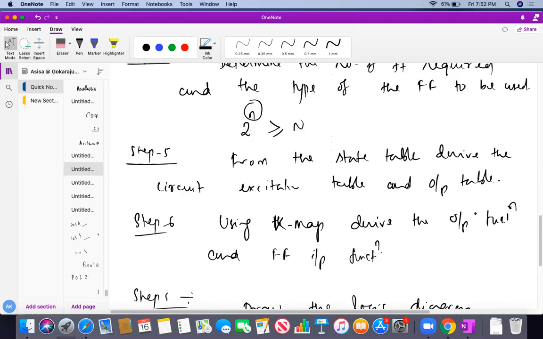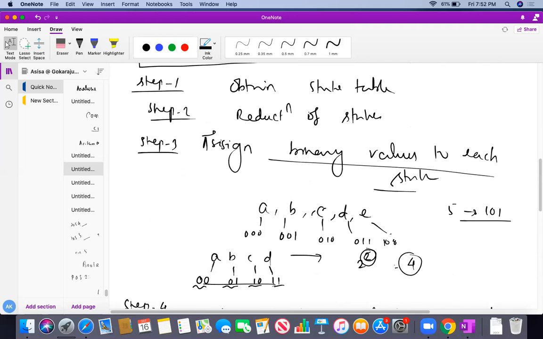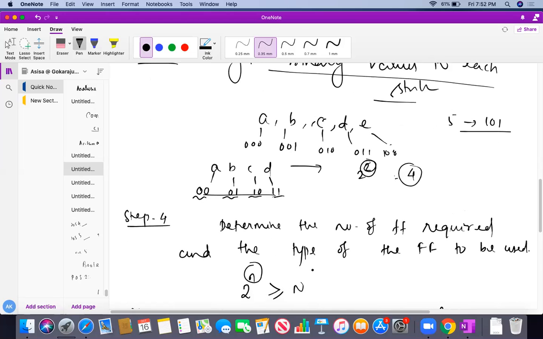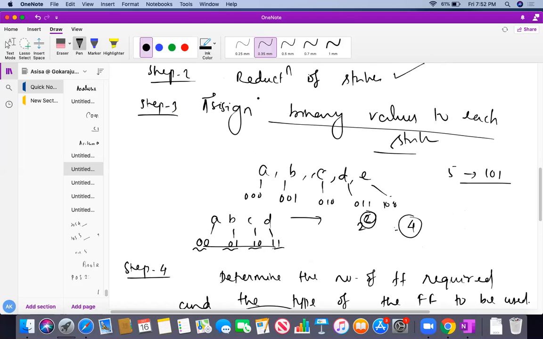Similarly, to design sequential circuits, you have to follow a few steps. First, you have to obtain the state table from the state diagram or the information given, then reduce the number of states, because if the number of states is more, then the number of flip-flops required is more. You have seen this formula. If the number of states is more, obviously the number of flip-flops required to design the sequential circuit is more. That's why the cost would be high. That is the reason we have to reduce the number of states if possible by using the state reduction technique. I will tell that.